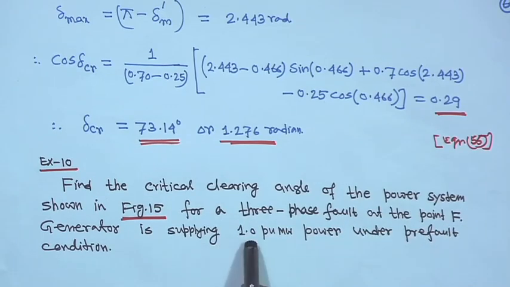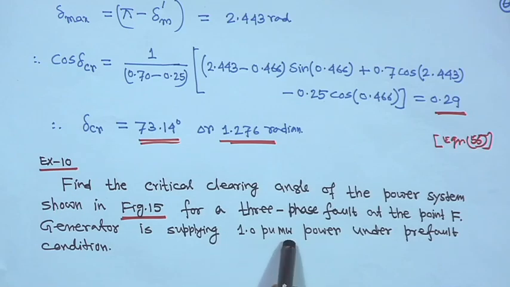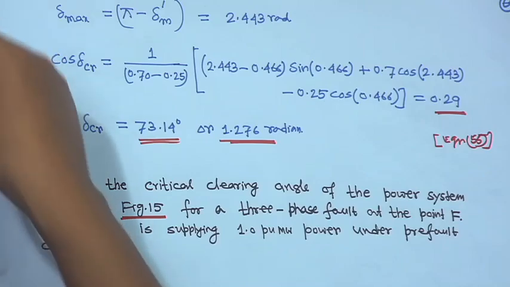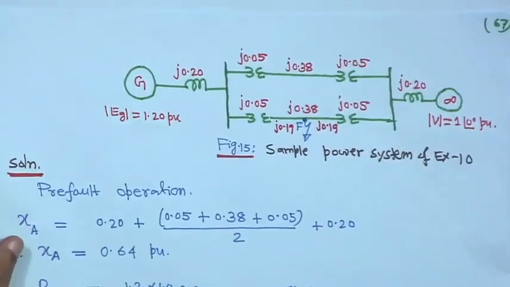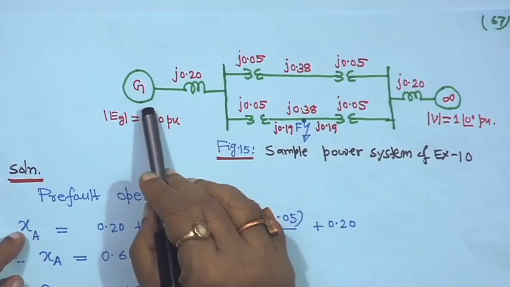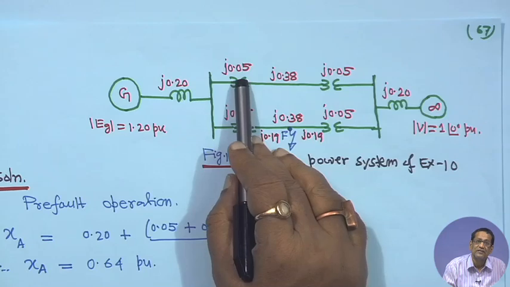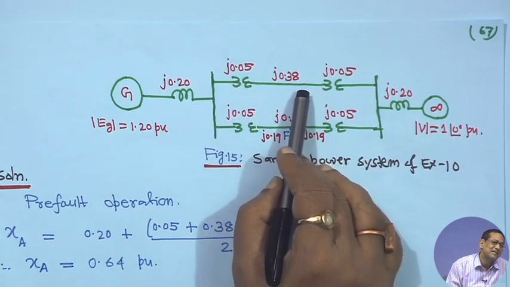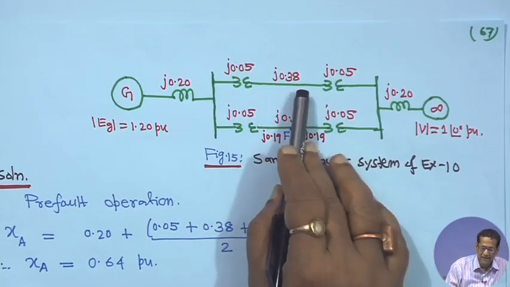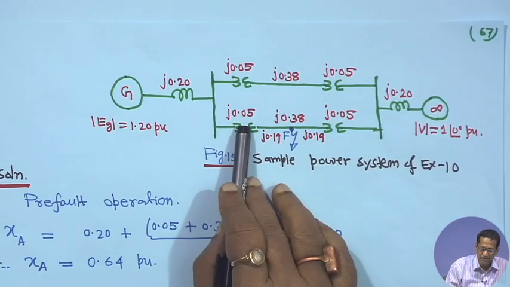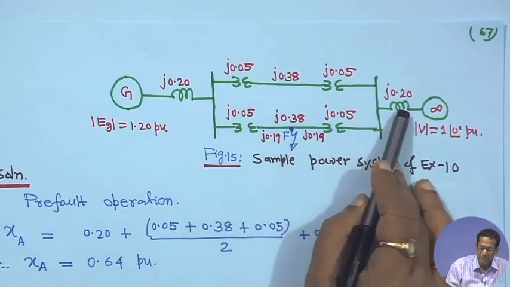The generator is initially supplying 1 per unit megawatt power under pre-fault condition, that is before the fault it was 1. Now, this is the circuit connection. The generator reactance is given as 0.20, here the transformer is 0.05, I am not uttering J again and again. This is line reactance 0.38, again transformer 0.05, this is also 0.05, line 0.38, 0.05 and 0.20.